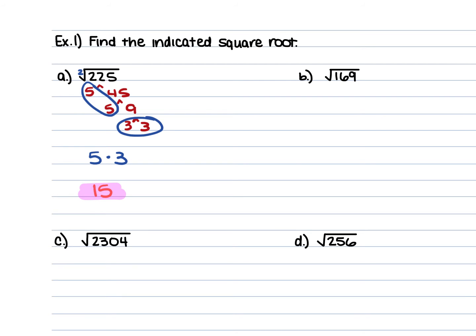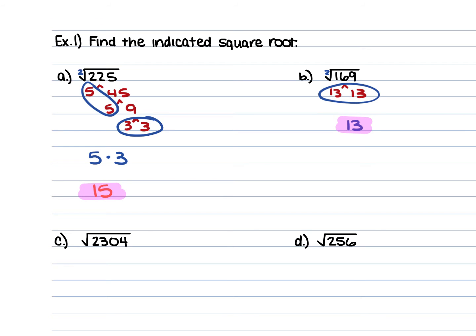For example B, we have the square root of 169. 169 is 13 times 13. Again, we're dealing with the square root, so our invisible understood index is 2. So we need 2 of the same number in order to pull one of those out. So the square root of 169 is just 13.